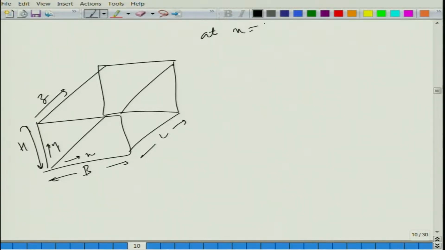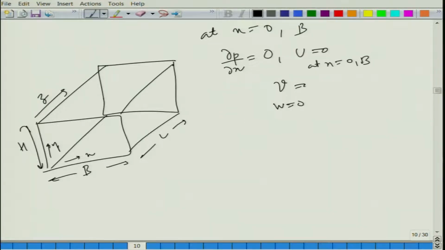So, at x is equal to 0 and b, we have the derivative of this is 0. So, we have u is equal to 0 at x is equal to 0 and b, I am sorry, it is u, my mistake. Similarly, v and w are 0 at y is equal to 0 and h and z is equal to 0 and L. So, the corresponding thing is y is 0, this is 0. Okay. Now, once we get that, I will leave some of the details for you to work.